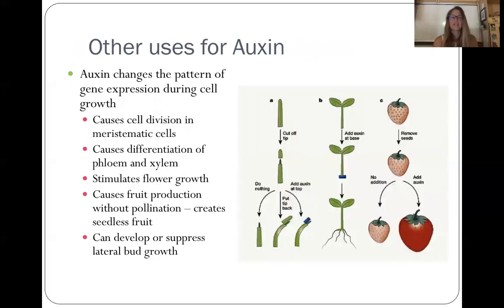What else does auxin do? Auxin will change the pattern of gene expression. So it's a hormone that can change your genes. It can cause cell division, so you have bigger growth. It can differentiate cells into phloem and xylem, which transport different things. It can make flowers bloom. So if you have a high level of auxin, you're going to get blooms. It can cause fruit production without pollination. So if you want to make a seedless watermelon, you can apply this hormone and you'll get that watermelon without the seeds. And it can develop or suppress lateral, sideways movement of the tree.